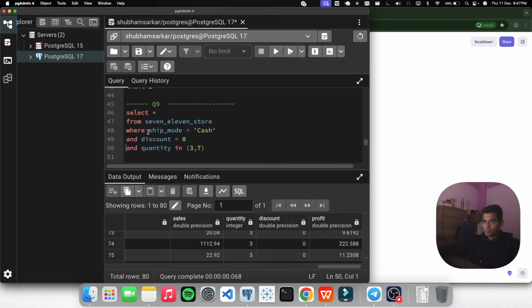First thing is ship mode is cash. Second thing is discount is 0. Third thing is quantity in 3 or 7. So all the three things have been properly done and managed, and also we have received the output. Okay, simple.